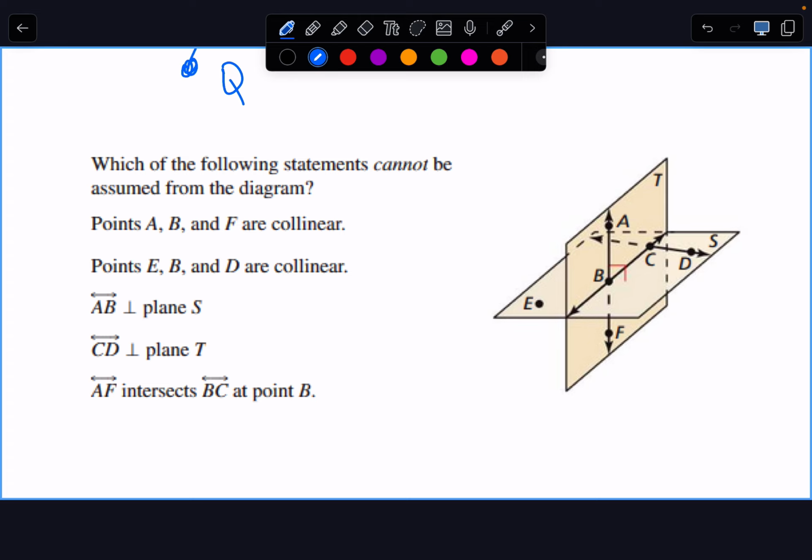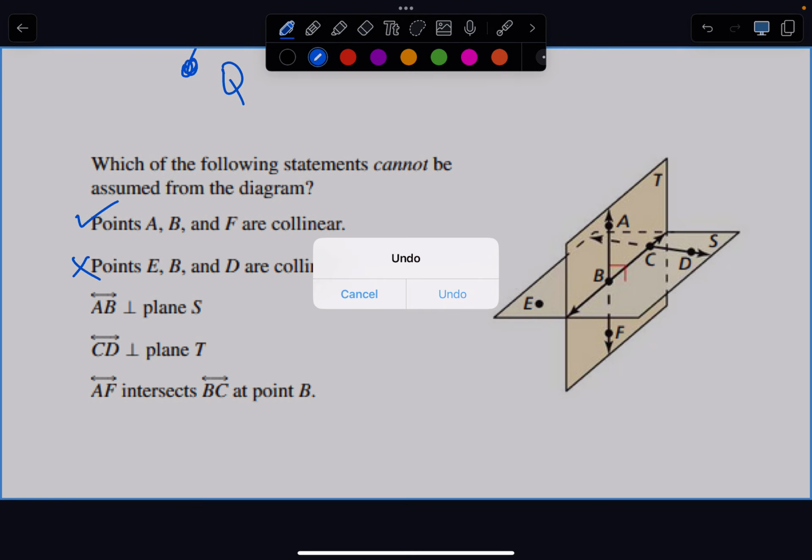Just gonna start on my homework. What's the homework? All right. A, B, and F. Are they collinear? Yes, we can see them on the same line. Okay, what about E, B, and D? No, we do not see them on the same line.